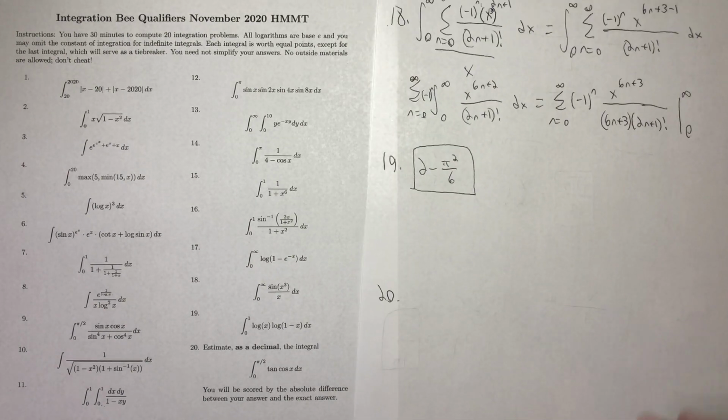So now moving on to number 20, it's actually special because it says evaluate as a decimal the integral, and you're scored by how close you are. So there's not going to be a way, because it's an approximation, to get an exact answer. So in order to do this problem, you need to know what this graph looks like, or at least that's how I would do it. And it's actually a really interesting graph.